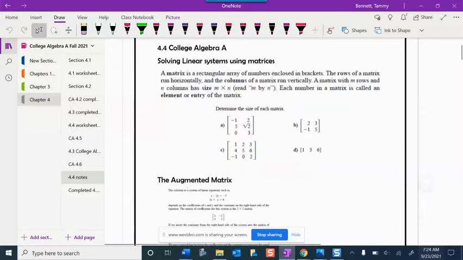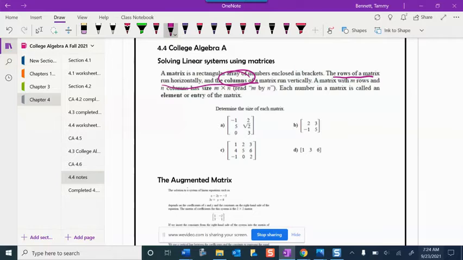Solving linear systems using matrices. Matrices are written as rows by columns. You think of columns as you think of the White House. Columns are up and down, so columns are up and down on a matrix.